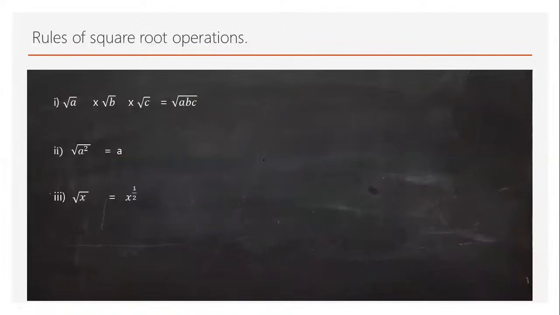Rules of square root operations. When we are doing the square root operations, there are several rules to follow. Right, now look at this one. A into B into C. So we can write it as the square root of ABC. As an example, I will write here the square root of 3 into the square root of 2 into, I will just mention undivisible numbers here, the square root of 6.